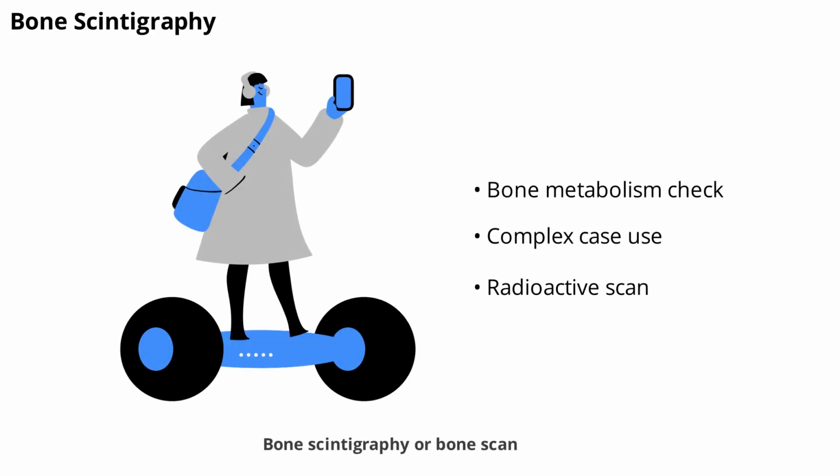Bone scintigraphy, or bone scan, is a nuclear imaging test that detects changes in bone metabolism. It's rarely used for routine osteoarthritis diagnosis but may be helpful in complex cases or when other conditions are suspected. The test involves injecting a small amount of radioactive material and scanning the body for areas of increased activity.